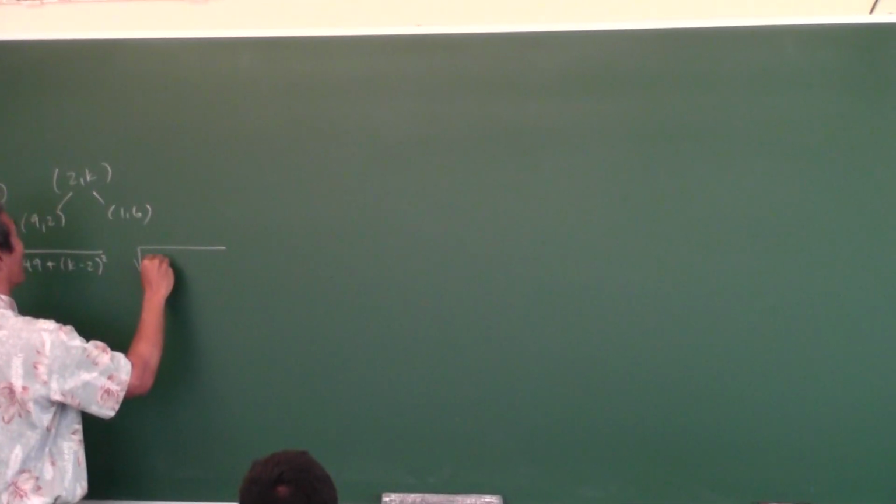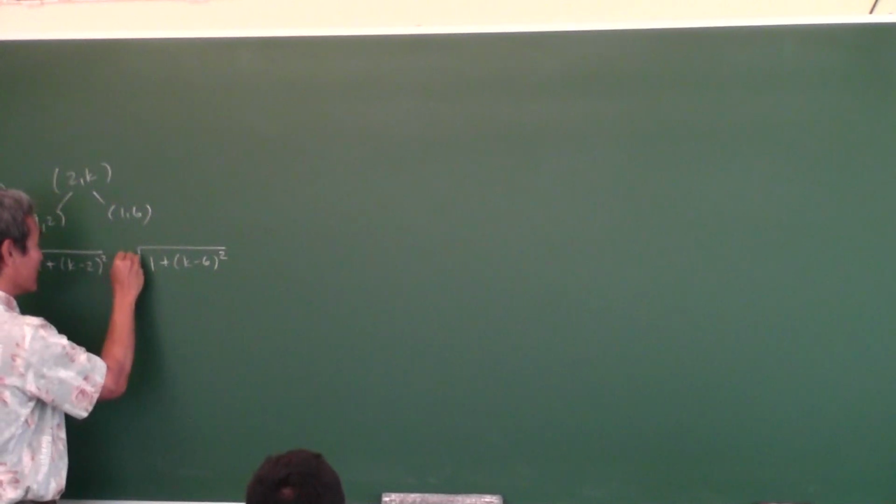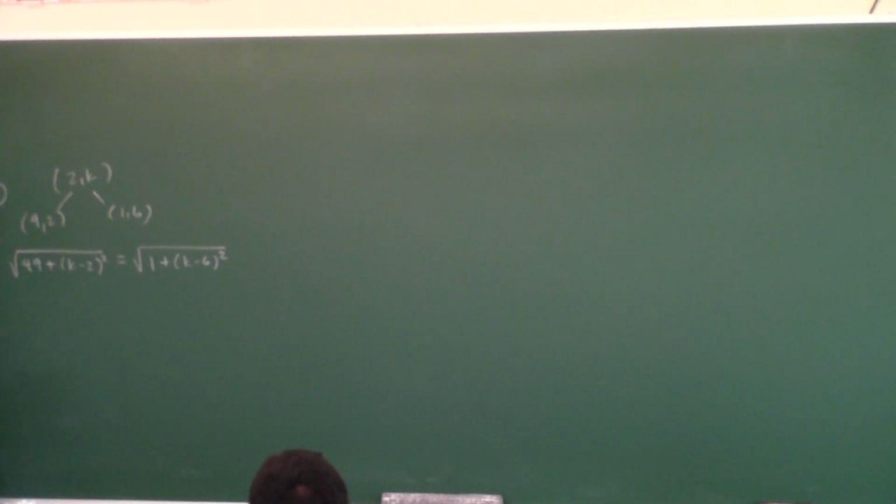So how do you find the distance between here and here? It rhymes with distance formula. You use the distance formula. So that's the square root of 49 plus (k minus 2) squared. And then how do you find the distance between these two? It's the square root of 1 plus (k minus 6) squared. And equidistant means the distances are equal. And then you just solve that equation.